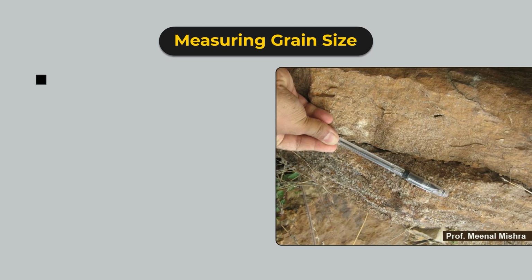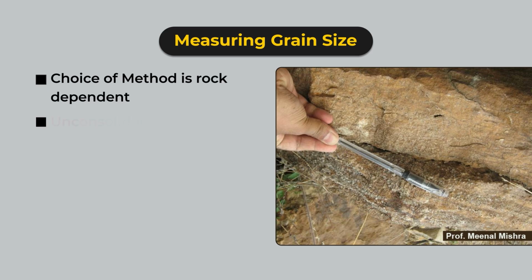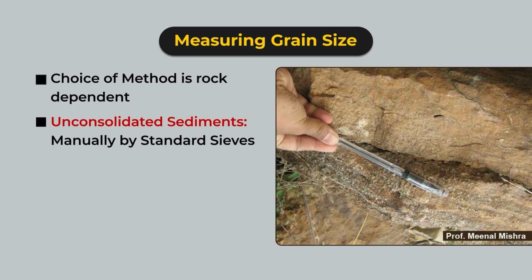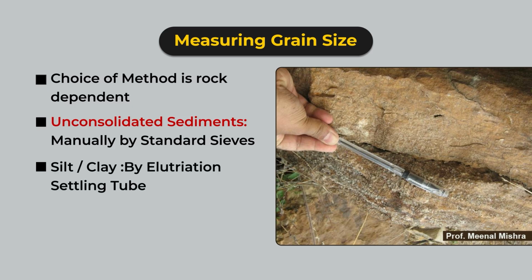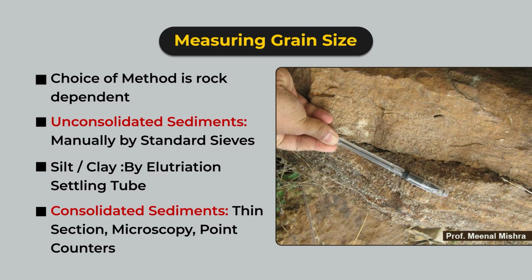How do we measure the grain? Measuring grain size, the choice is rock dependent. That means what rock it is, whether it is a quartzitic rock or a sandstone, or the coarse sand or a pebbly sand. Therefore, the method will depend on the rock.